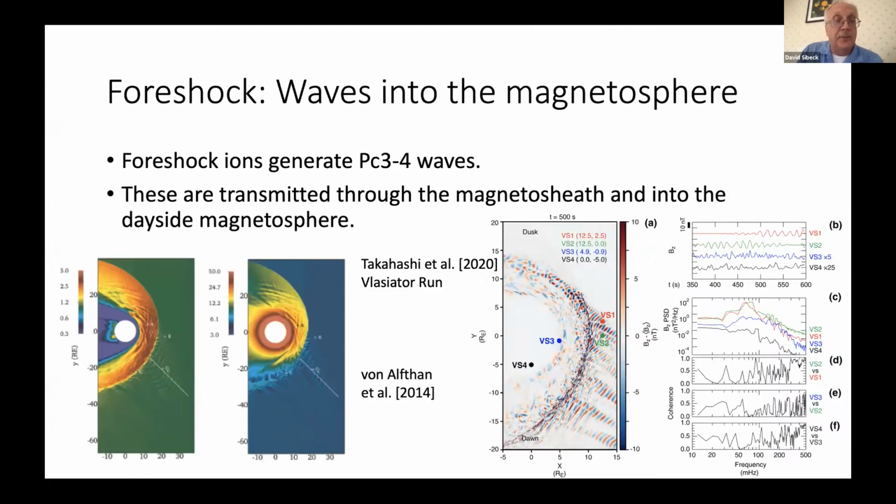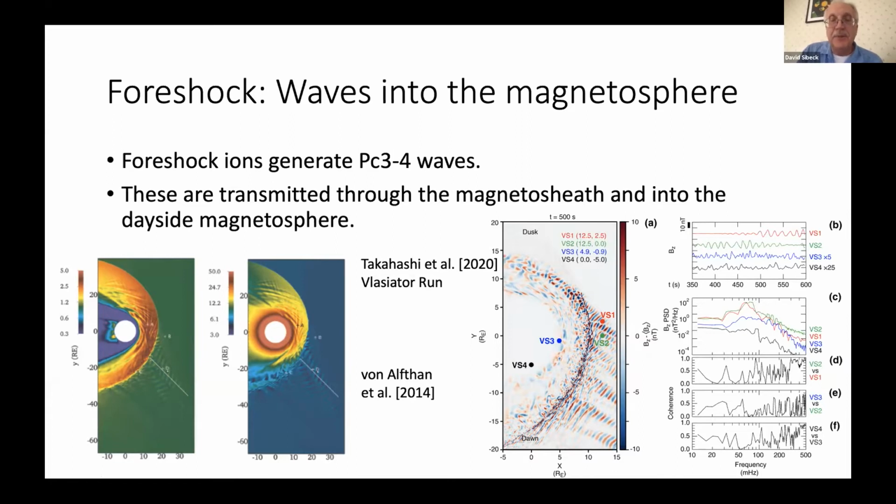So these global simulations can actually be used to predict the waves in the sheath. Some of the waves are generated in the foreshock, like here. Others are mirror mode waves generated in the magnetosheath. The magnetosheath and the foreshock are just full of waves that are going to impact the magnetosphere. And here's a recent run comparing observations with simulations of those waves being generated in the foreshock.